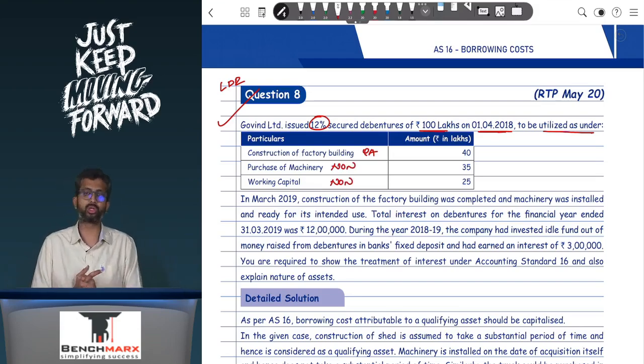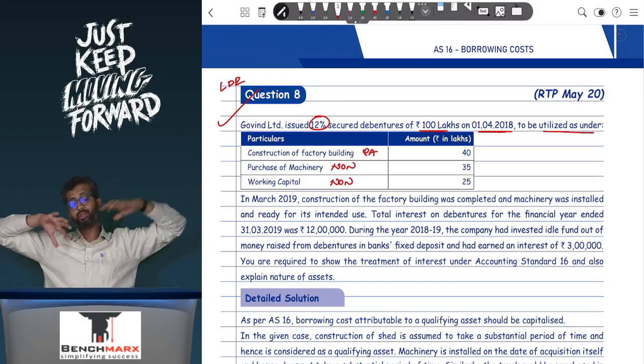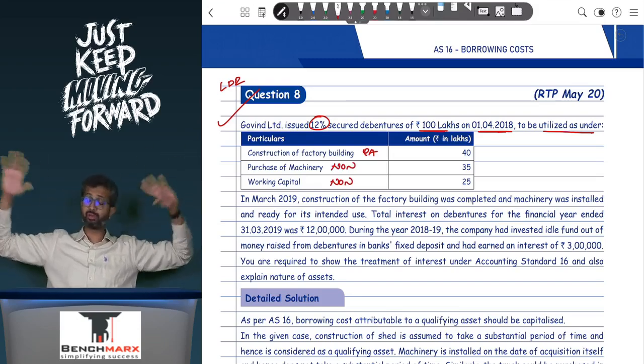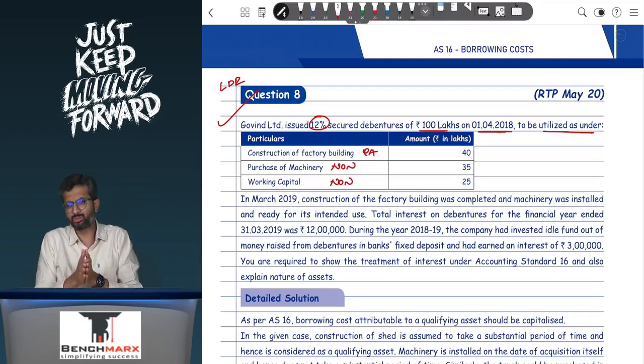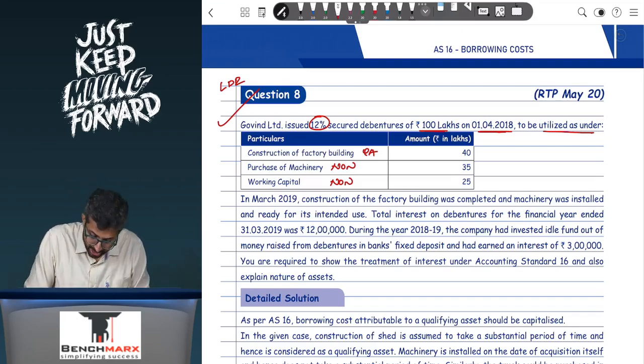One can always argue that I can purchase a machinery and it can take a substantial period of time to install it. In which case it may be a qualifying asset, maybe. However, institute never takes that, so we will always assume that these assets which are merely purchased are not qualifying assets, but assets which are constructed are usually qualifying assets. In March 19, the construction of the factory building was completed and machinery was installed and is ready for intended use. Now the total interest on the debentures for the financial year 31st March 19 was 12 lakhs.